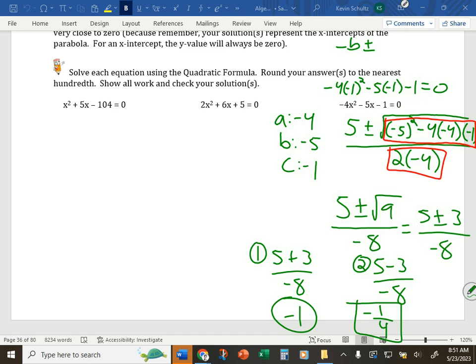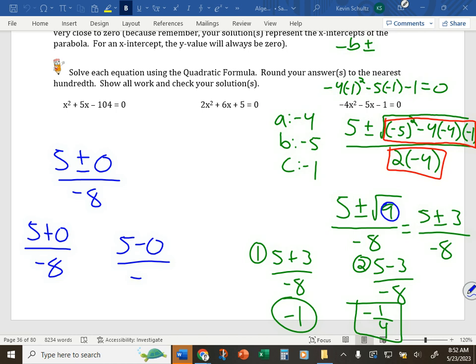What if there's only one? Like if it equals 0? Right. If there's only one, let's just pretend that this equaled 0 there. What is the root of 0? 0. So essentially, you've got 5 plus or minus 0 divided by -8. Well, isn't 5 plus 0 the same thing as 5 minus 0? You get the same thing. So if the discriminant equals 0, you'll end up with only one x-intercept because your numerator will be the same. Okay? Colin. Why the x-intercepts?